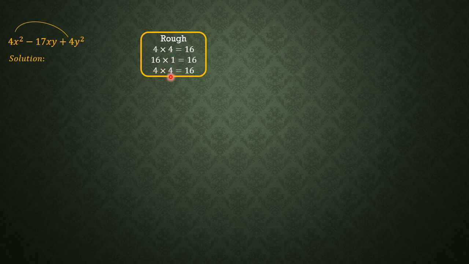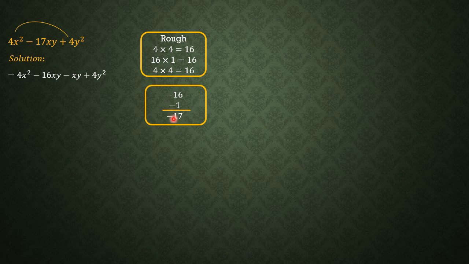The possible option you have is that when you add the middle pair, 16 plus 1, that is 17. The question is whether you are going to apply plus 16 plus 1 or something else. As you know, minus 16 and minus 1 will be minus 17. It means you have to split this 17 in this way: 4x squared as it is and 4y squared as it is, minus 16y minus xy.